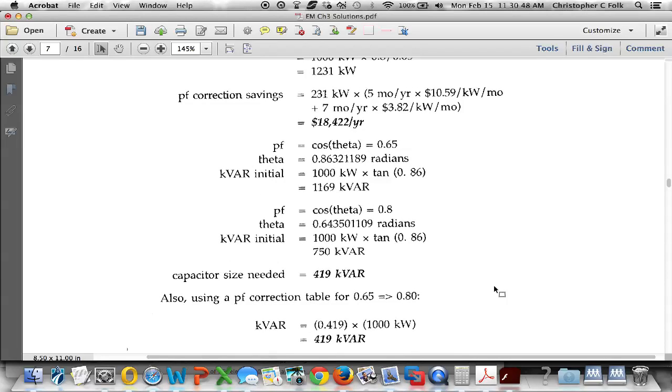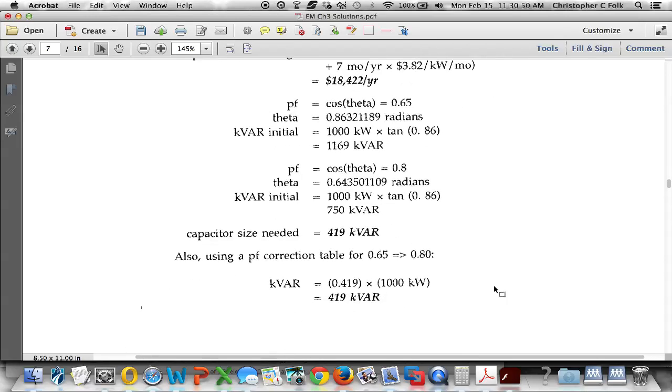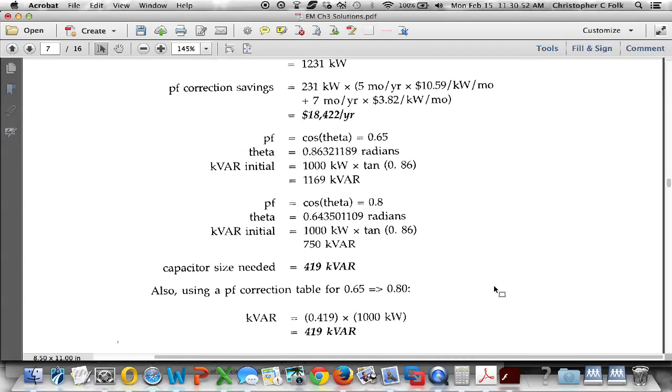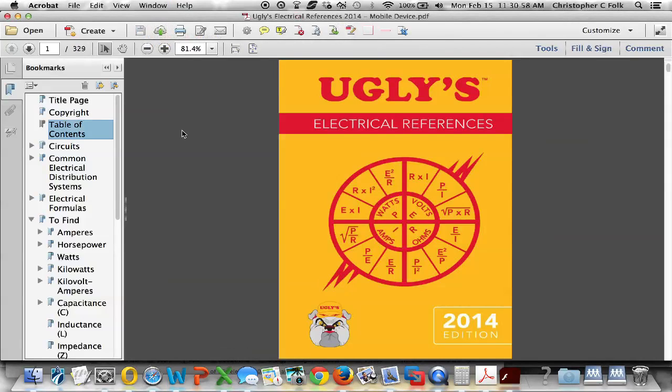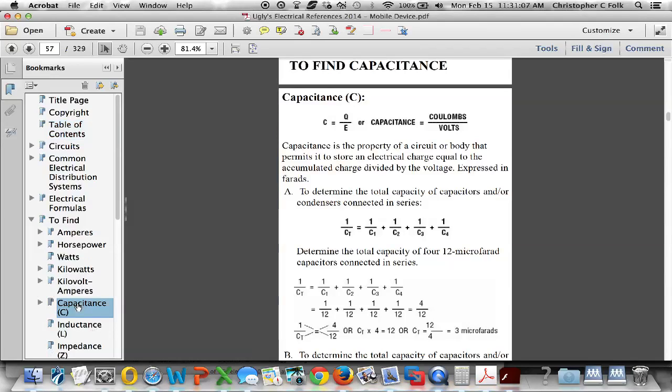power factor correction table that can be found in many places. One of those places would be the Uglies book. I'm going to show you that here. I happen to have a digital copy of it. The Uglies Electrical References Manual, that's what the cover looks like. And when I come down to calculate, and this is the table of contents for capacitance, right? It's going to show me how I can calculate capacitance.